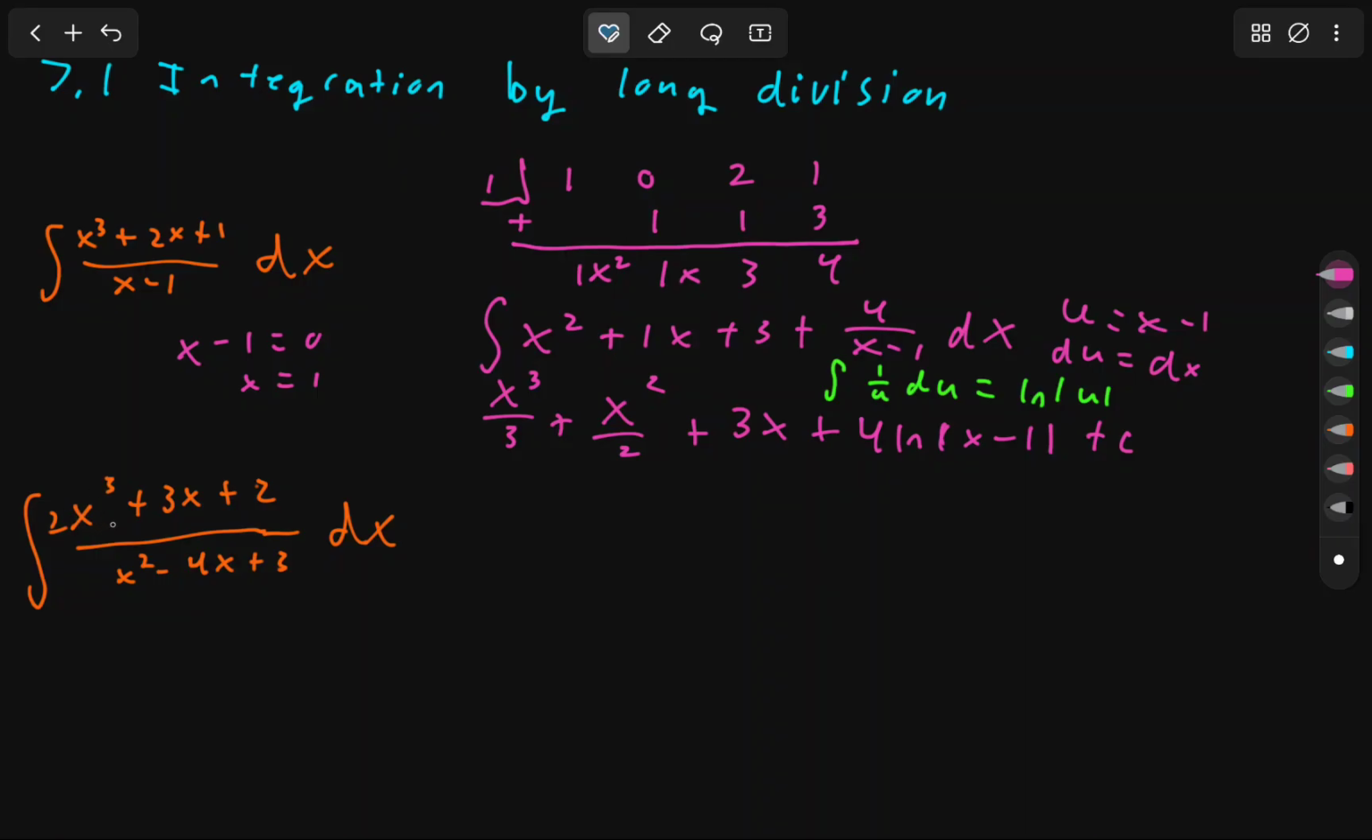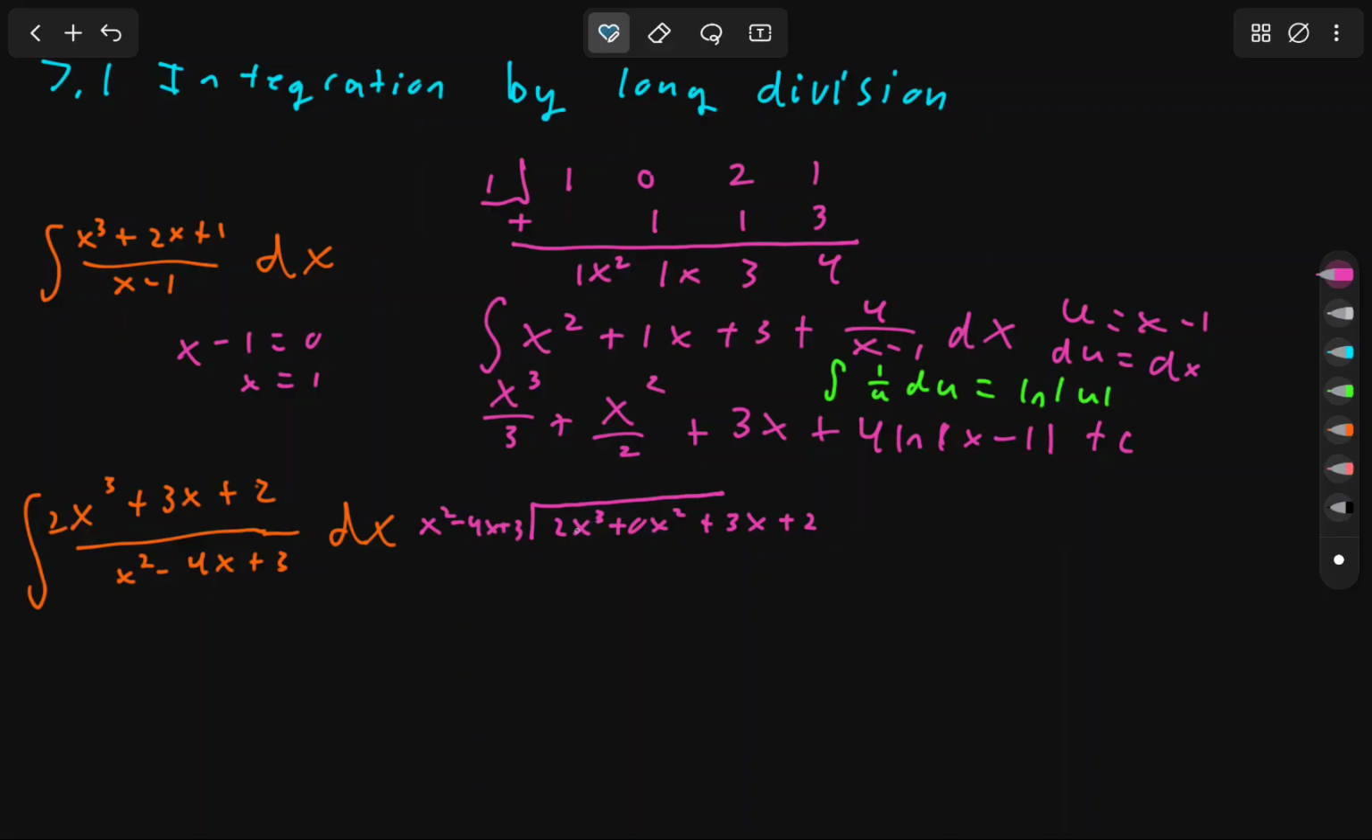We are going to start out with a good old-fashioned long division from algebra. We'll put this top function inside the box, x cubed. There is not an x squared term, but I'm going to treat it like there is one, plus 3x plus 2. And we're dividing this by x squared minus 4x plus 3.